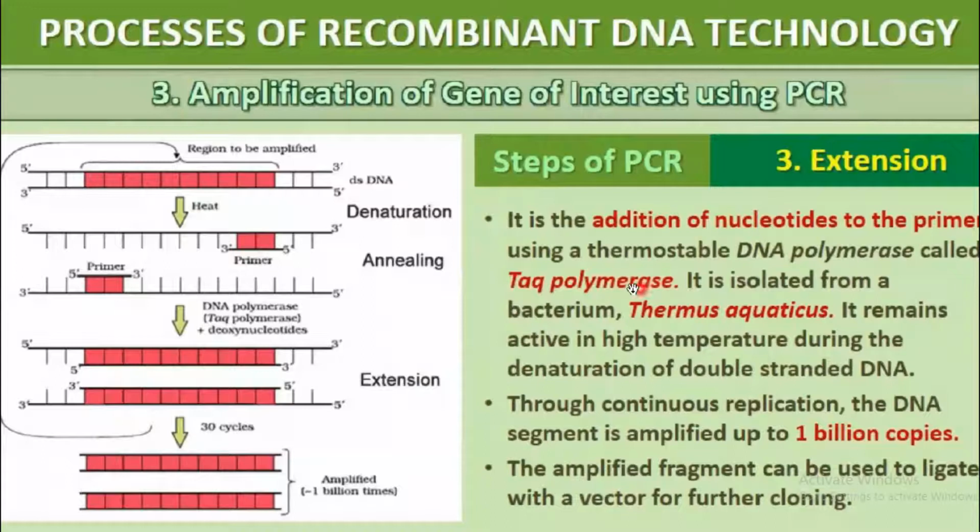We have studied that the naming is based on the bacteria from where it is isolated. This Taq polymerase enzyme is isolated from the bacterium Thermus aquaticus. T stands for Thermus, Aq stands for aquaticus, which remains active at high temperature during the denaturation of double-stranded DNA. Then the DNA segment is amplified up to 1 billion copies. The amplified fragment can be used to ligate with a vector for further cloning.